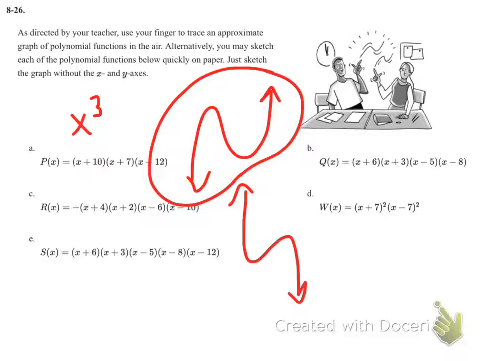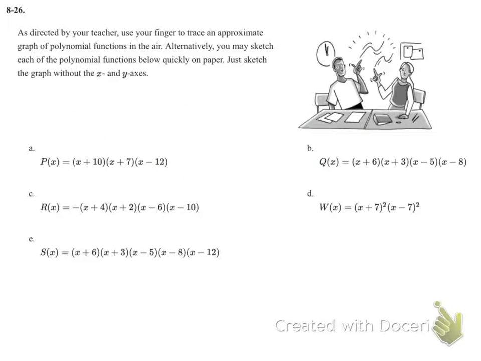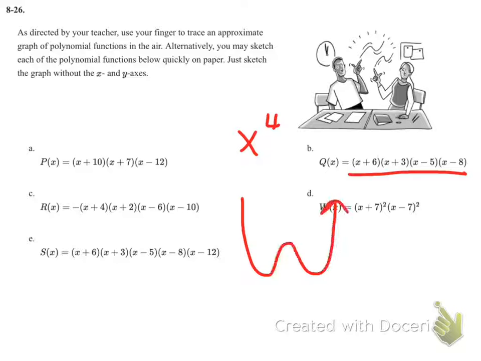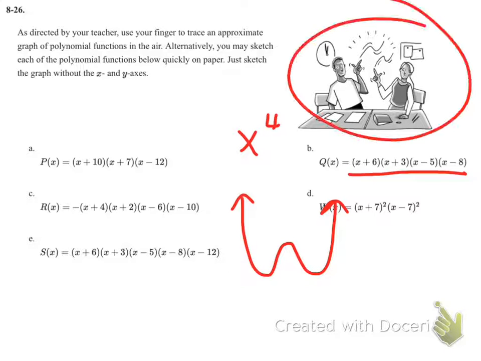So problem B. If I would multiply all these out, I would get an x to the fourth. So it is a fourth degree polynomial. So it's going to look something like this. Again, for this one, we are not getting too exact. You're basically, as it said in the picture in the diagram, we're just writing these out or sketching them in the air with our fingers. So we're not getting super accurate with this.